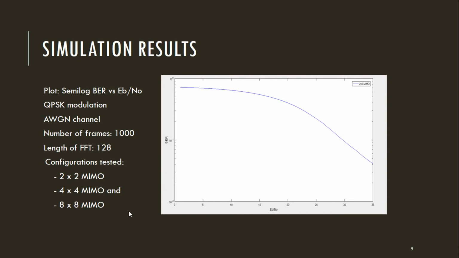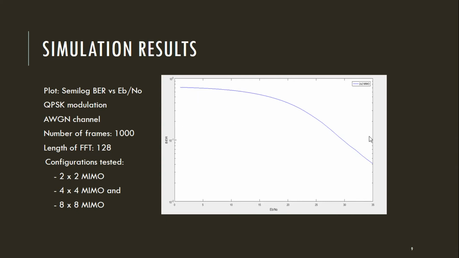So I had simulated an OFDM MIMO system and plotted a BER versus Eb/N0 graph to characterize the performance of this channel. I had used basically QPSK modulation over an AWGN channel, 1000 number of frames, and these are some important parameters that I used: 1000 number of frames and 128 was the length of FFT. I had tested three different configurations for MIMO, and we'll see how the results show the performance of each of these configurations.